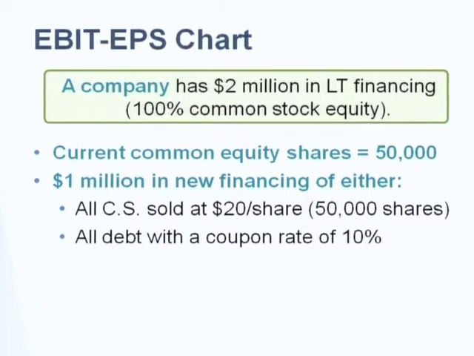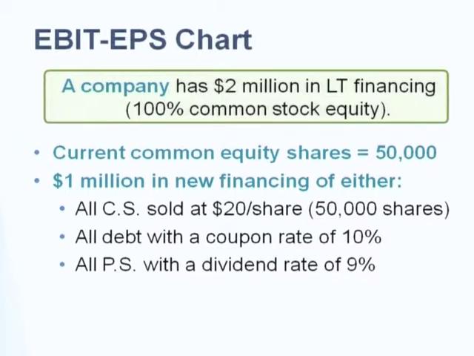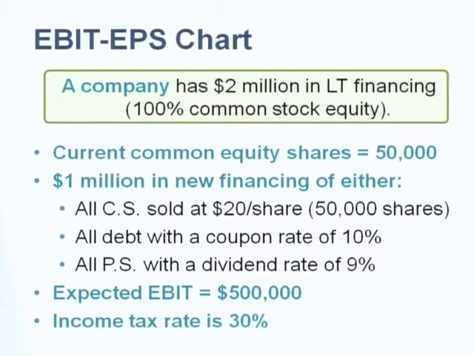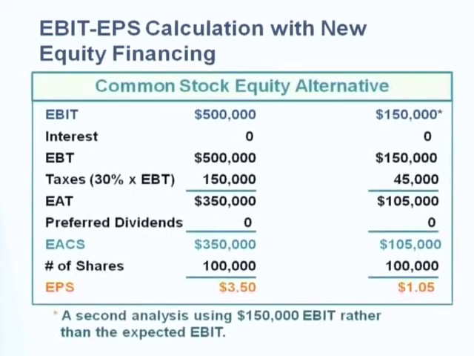Second alternative, use all debt with a coupon rate of 10%. Third alternative, for that 1 million you use preferred stock with a dividend rate of 9% per year. You expect EBIT to be 500,000. How do you get expected EBIT? It comes from expected sales minus expected cost, right? You get expected EBIT 500,000. Income tax is 30%.